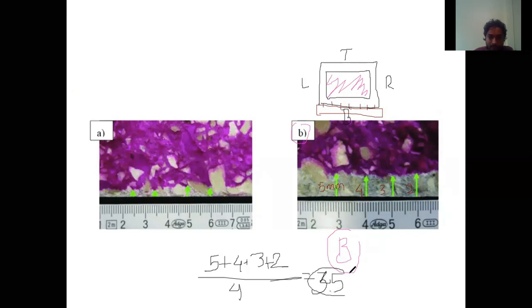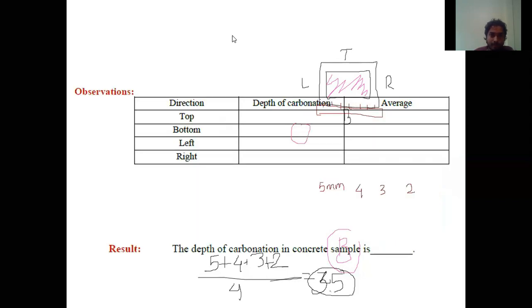So now this 3.5, where are we going to write it? We are going to write this 3.5 at this bottom portion. So whichever readings we have considered for the bottom, we are going to write here 3.5. Okay. Similarly, for the top portion, left portion, and right portion, say for example, we get the reading 4, and here we get 3.7, and here we get 3.9.